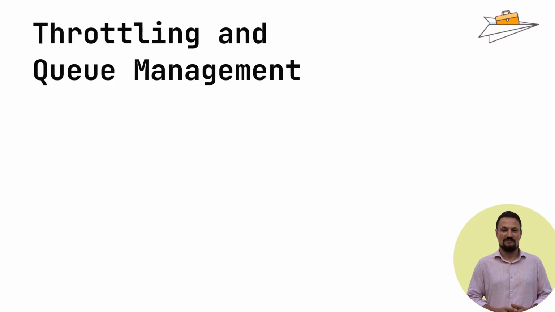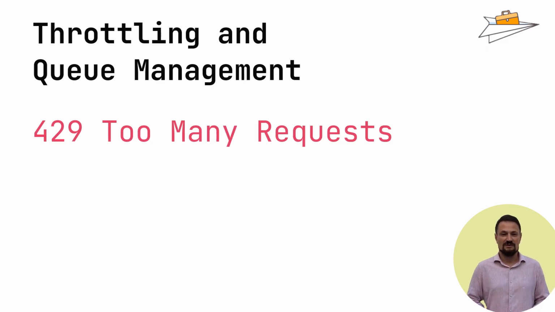Throttling and queue management. When sending lots of emails, you need to control the speed. This is called throttling. It helps you avoid hitting server limits or getting flagged as spam. Most SMTP and email APIs limit the number of messages you send per minute. If you go over, you might get errors like 429 too many requests.